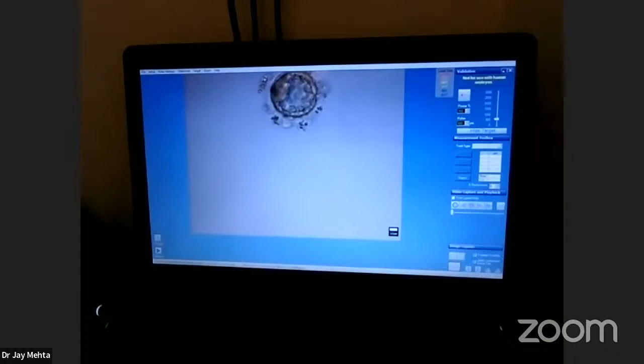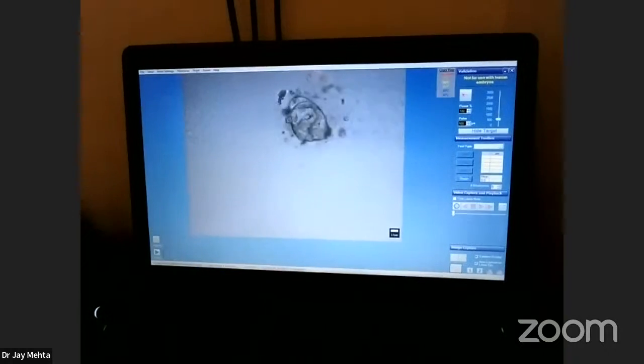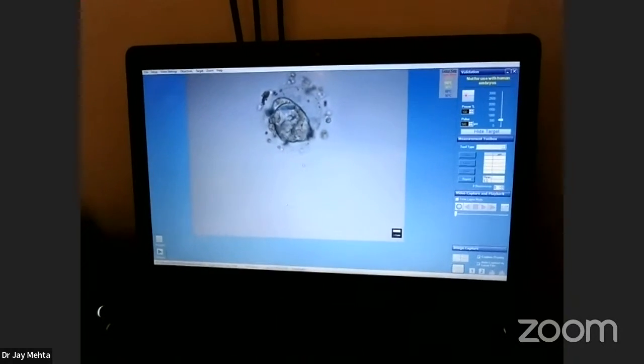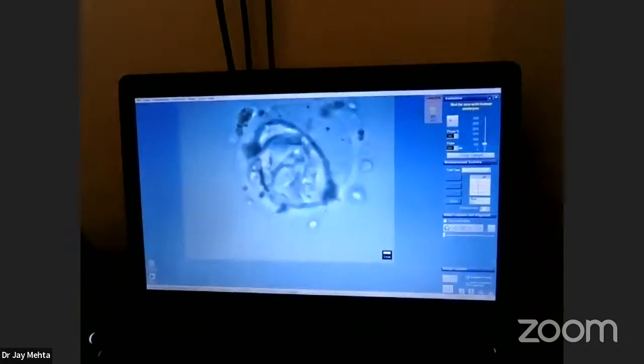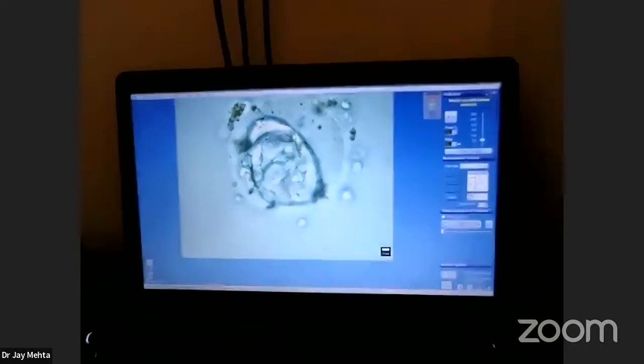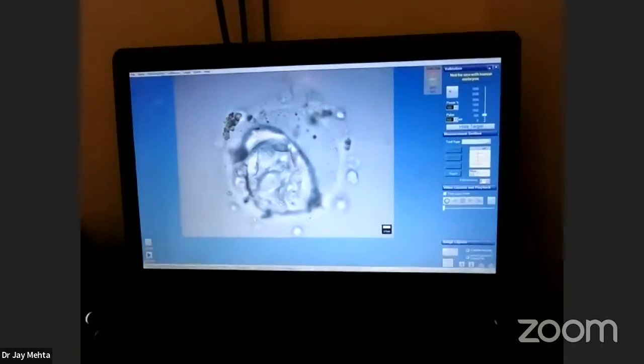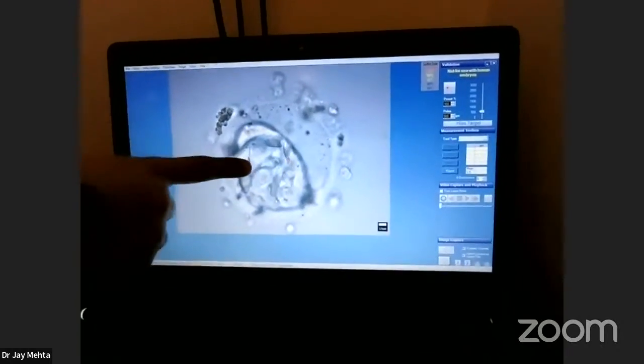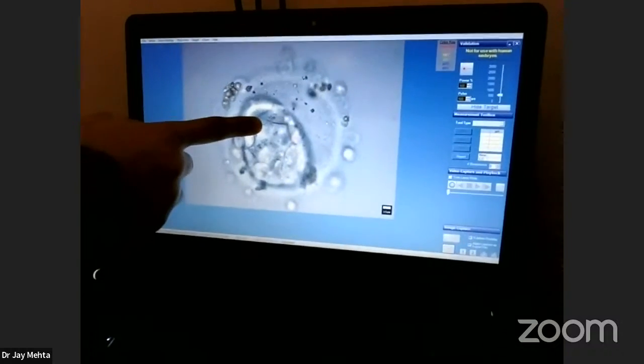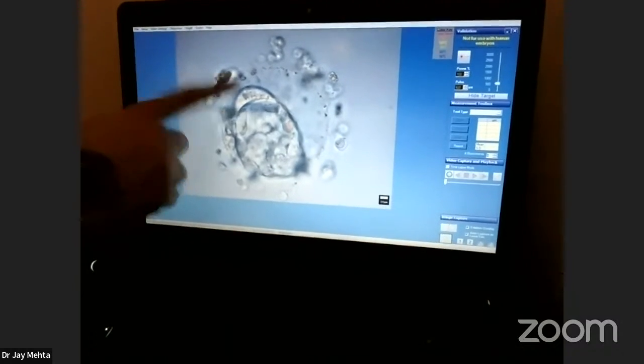Okay, so I will again zoom out and I will try and hunt in this plate for an early blastocyst. See, I just mentioned to you about an early blastocyst, and here we go. This is an early blastocyst. Very simple to understand from what I just explained to you. Can you see the cavity is just about to appear inside? The cavity is just about to appear. This is an early blastocyst.